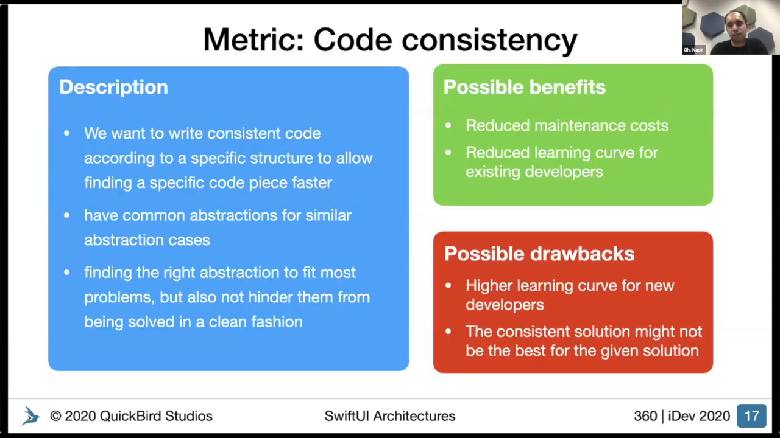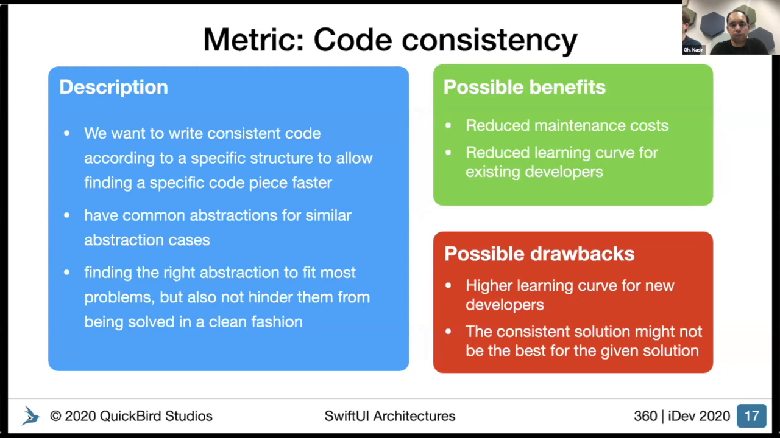So continuing with code consistency, we just noticed over the years that we want to write consistent code that looks similar throughout the whole application, so that when you go to a screen of your application that you haven't worked on already, it looks similar to the ones that you've already worked on, and then it's quite easy to get the whole structure and to know where to look for certain problems or where to add a new feature. So we want to have common abstractions for similar cases.